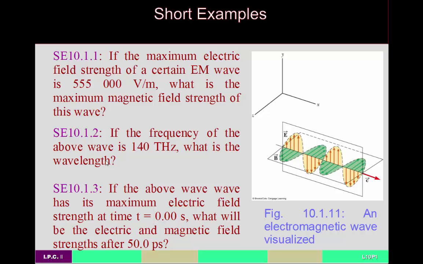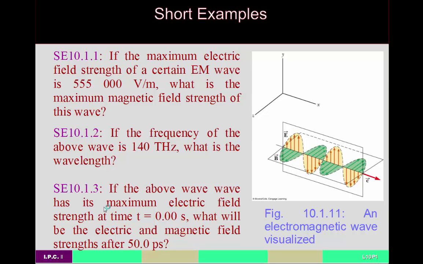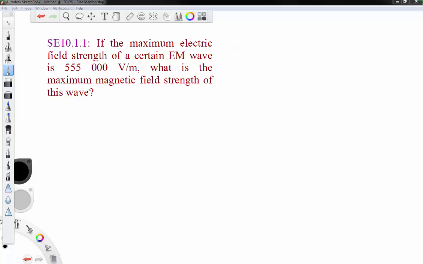So now we can look at a few short examples. These are going to be 3 short examples from what I've talked about so far in this lecture set. So let's get to them. We'll begin with this question. Given the maximum electric field strength, what is the maximum magnetic field strength? Well, again, E max over B max is equal to c. And so therefore, B max is equal to E max over c.